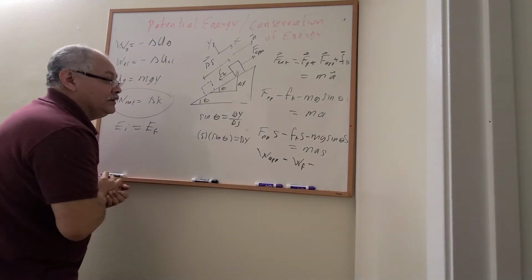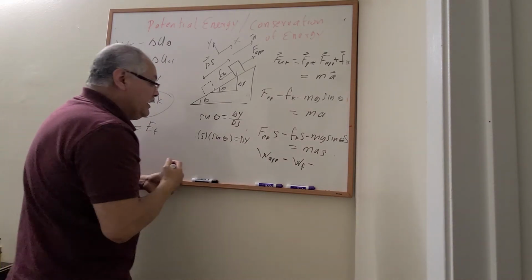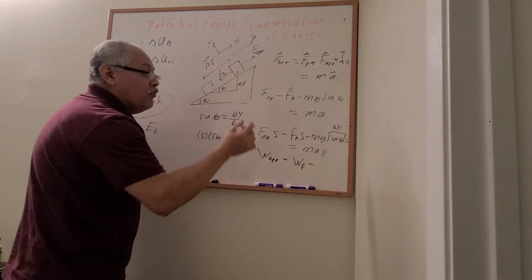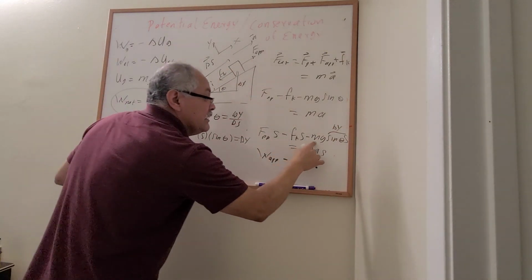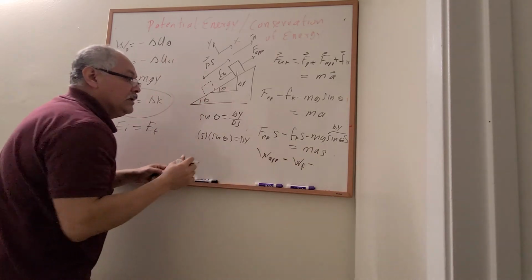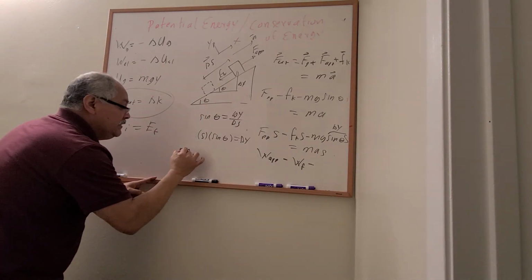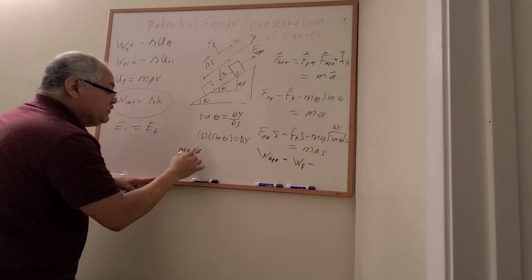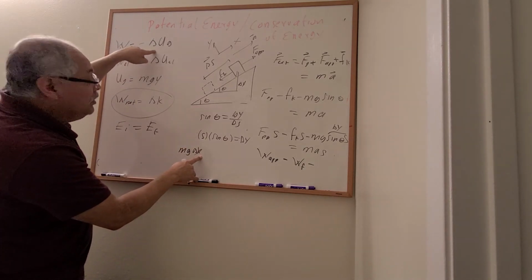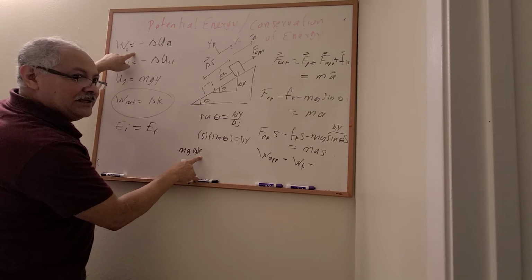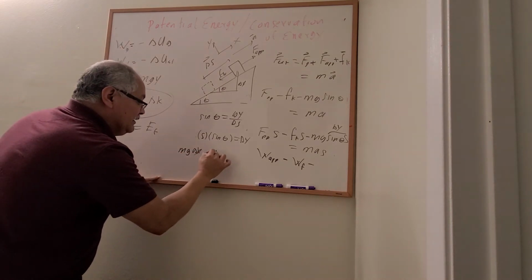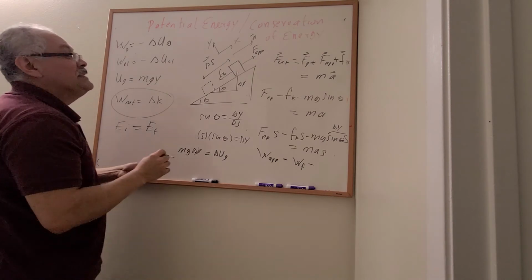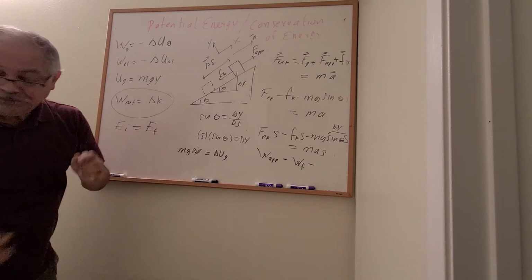Delta y. Correct? So this product right here is just delta y. And what is this term? This term becomes mg delta y. And what is mg delta y? It is going to be the work done by gravity. The work done by gravity is equal to the change in the gravitational potential energy. Perfect.